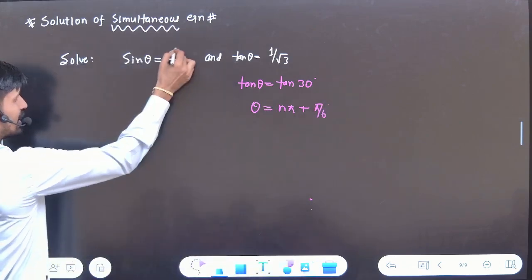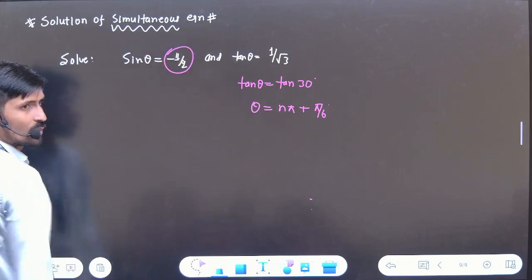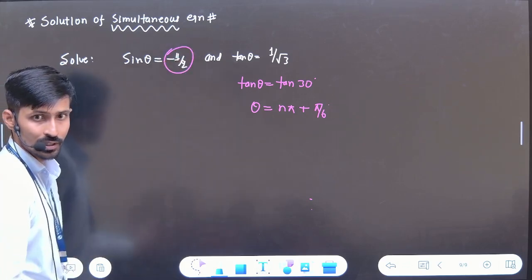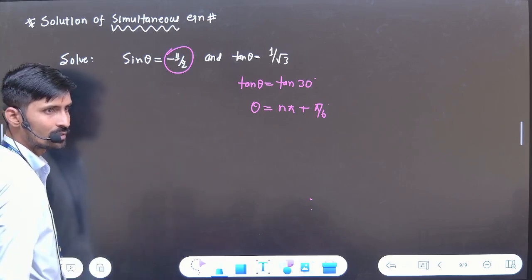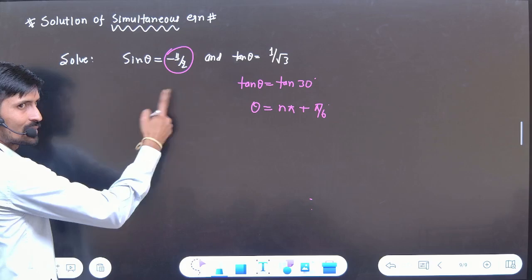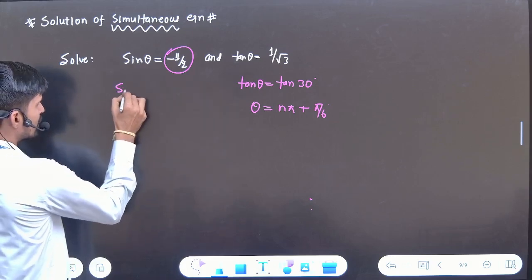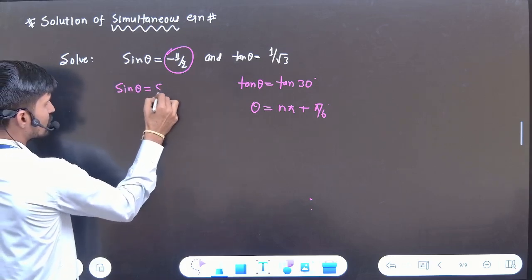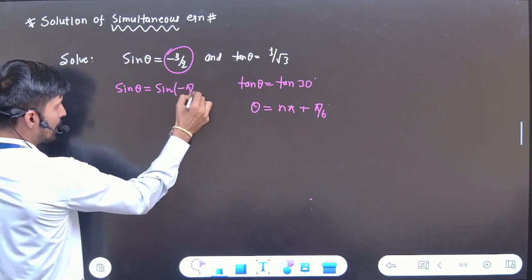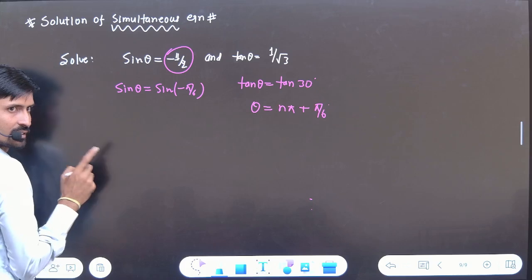Now here you find minus 1 by 2. Can you tell me the angle for 1 by 2? 30 degrees. So minus 1 by 2 means minus 30 degrees in case of sine and tan. So sin theta is equal to sin of minus pi by 6.